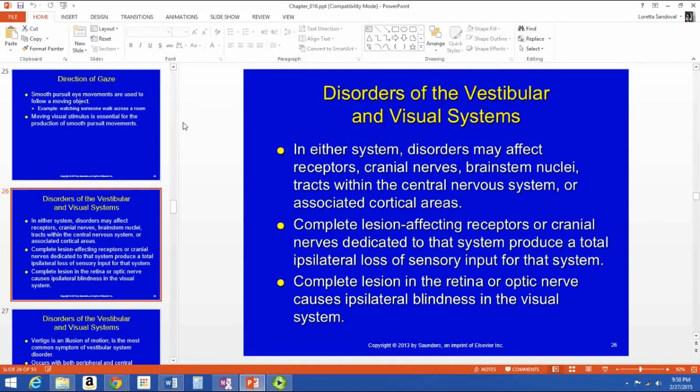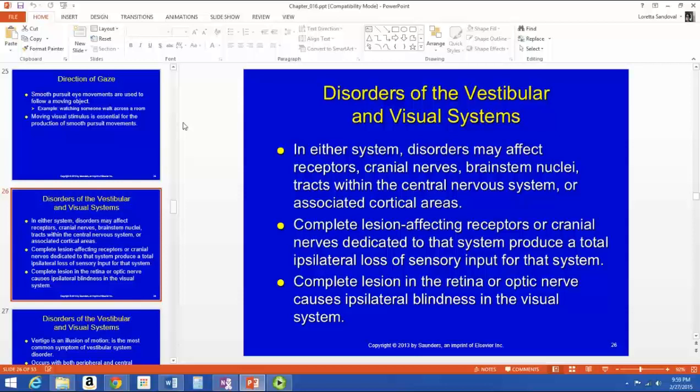Okay, for the last part of this module, we're going to talk about disorders of the vestibular and visual systems. In either one of these two systems, the disorders can affect receptors, cranial nerves, brainstem nuclei, because that's where the cranial nerves come from, tracts within the central nervous system, or the associated cortical areas.